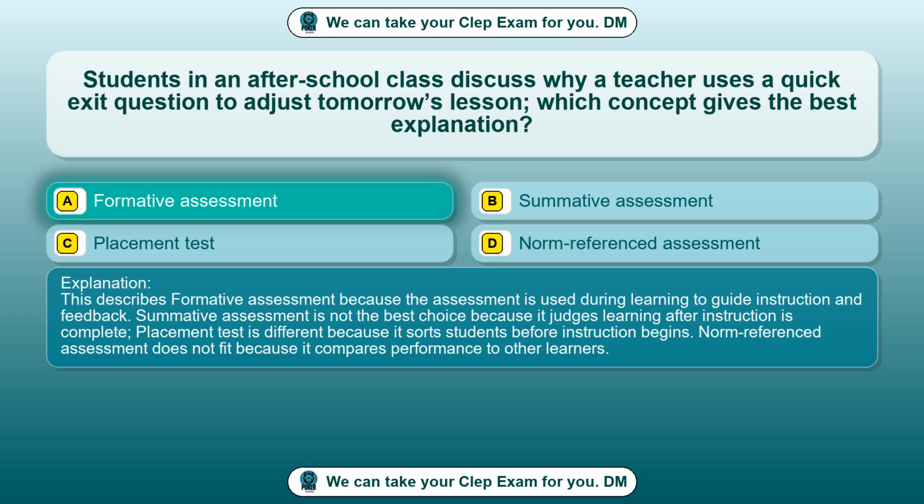Summative assessment is not the best choice because it judges learning after instruction is complete. Placement test is different because it sorts students before instruction begins. Norm-referenced assessment does not fit because it compares performance to other learners.